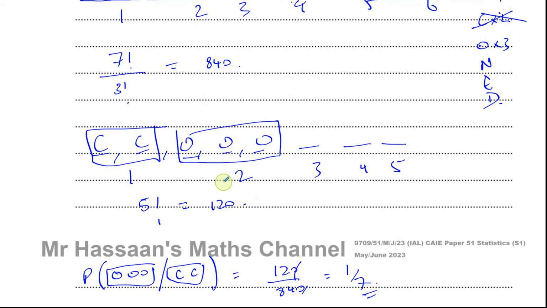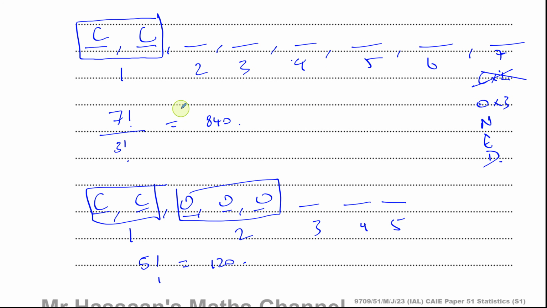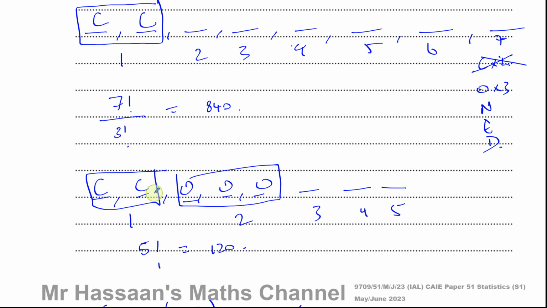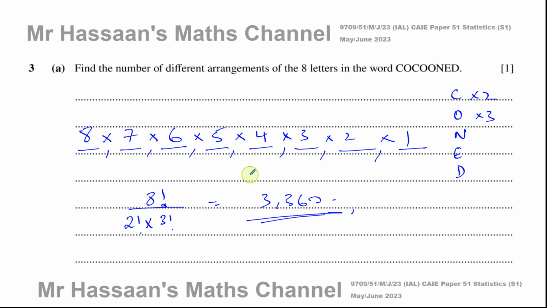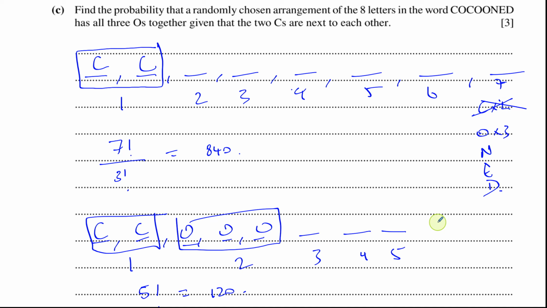Okay, so that's the total number of ways of getting 2 C's as well as 3 O's next to each other. And that's given that the 2 C's are next to each other in the first place. Right, so this would be the answer, okay? It would be 120 over the total number of ways, over 3,360, if you didn't have that given part.